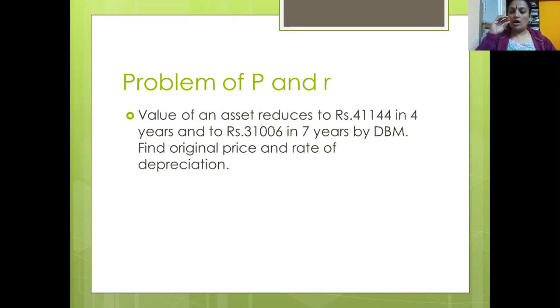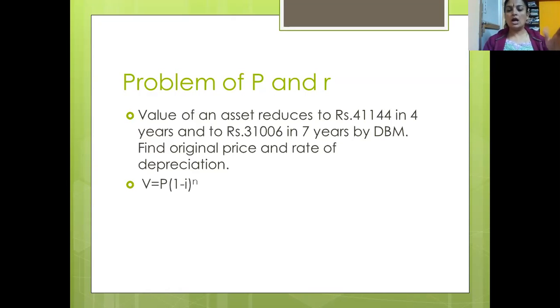By the diminishing balance method, find the original price, that means we have to calculate P, and the rate of depreciation, that is R. How to do it? Let us go for the formula first. V is equal to P within the bracket 1 minus I raised to the power of n. This is the formula of the diminishing balance method.